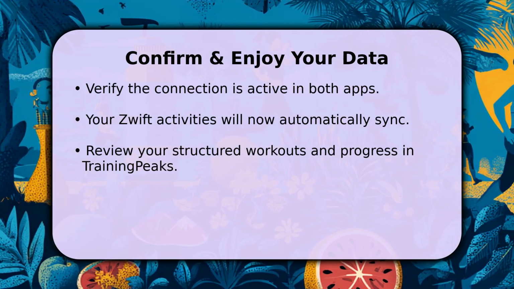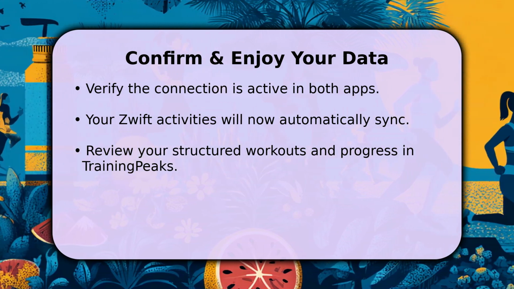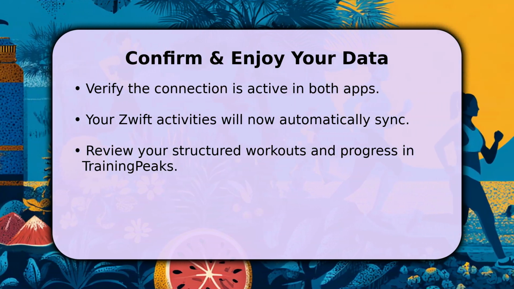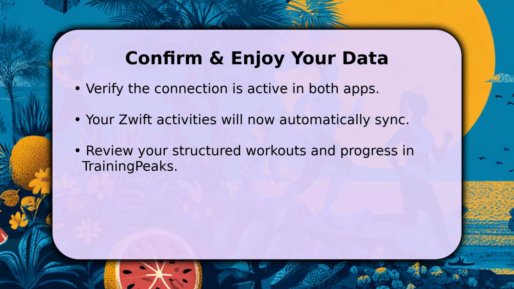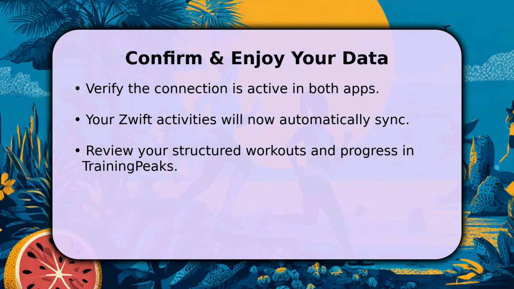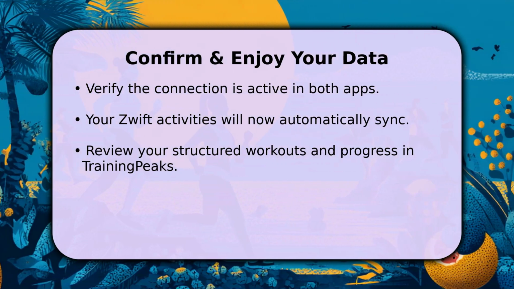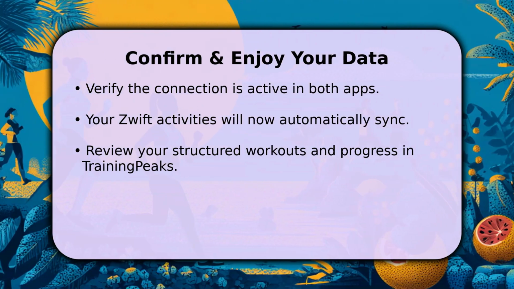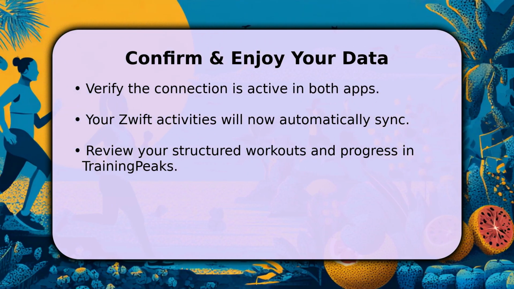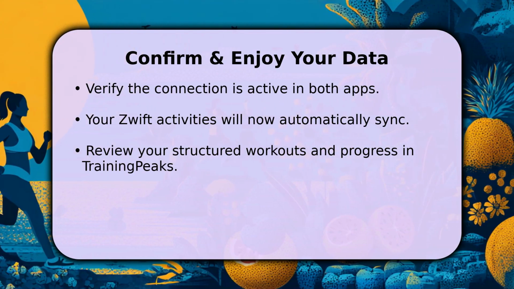Once you have completed these steps, take a moment to verify that the connection appears active in both your Zwift profile and your TrainingPeaks settings. From this point forward, all your Zwift activities will automatically sync, appearing in your TrainingPeaks calendar within moments of completion. Now, you can consistently review your structured workouts, track your progress, and analyze your performance with comprehensive data.